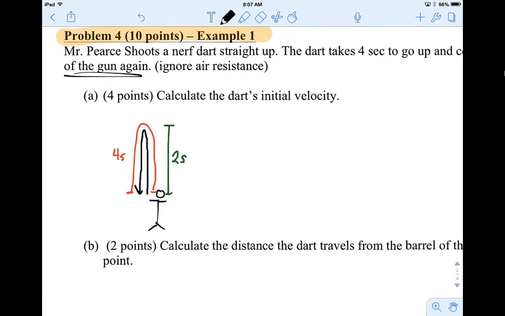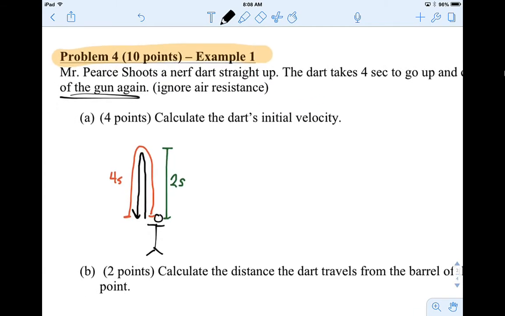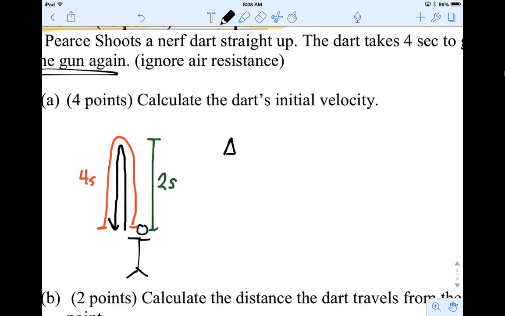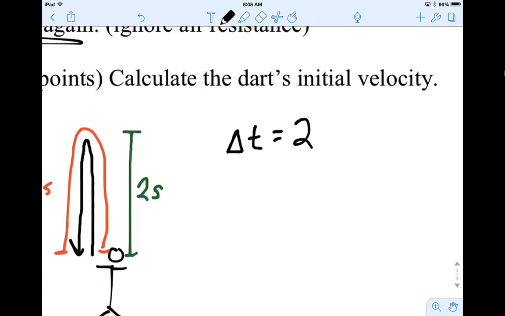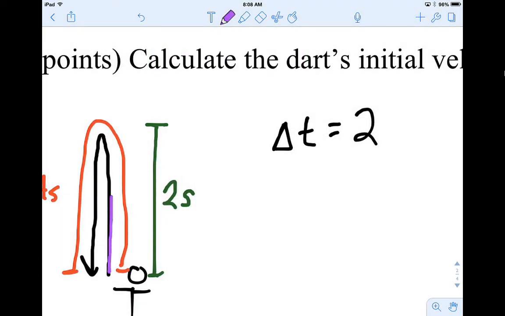So now let's talk about what we know here. They tell me that it's 4 seconds to go up and down. So 2 seconds is my delta t, delta t just for going to the top. And we're going to see why it's really important for us to know just going to the top, because what we're talking about is this section of the motion right here. We don't even care that it comes back down. All we're wondering about is this section of the motion.